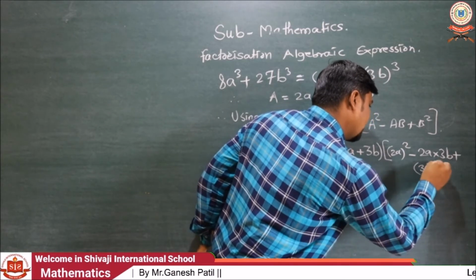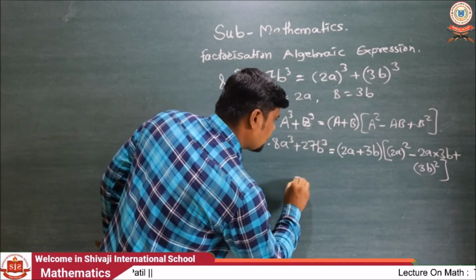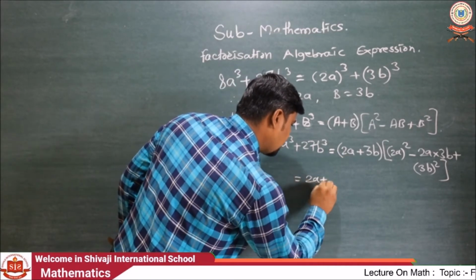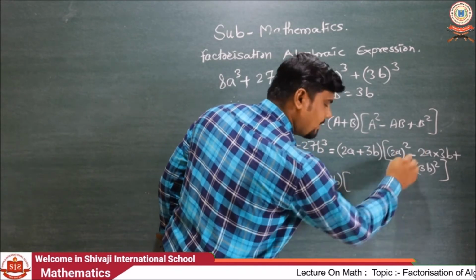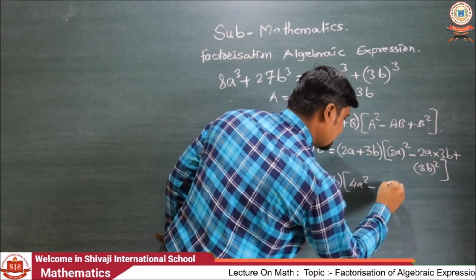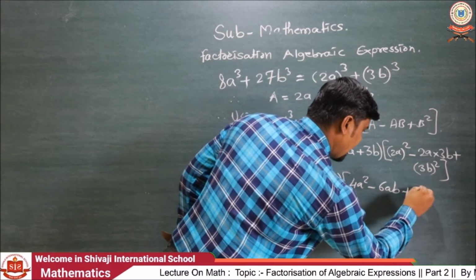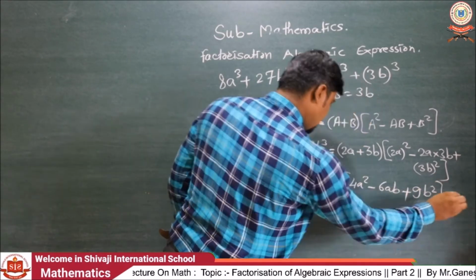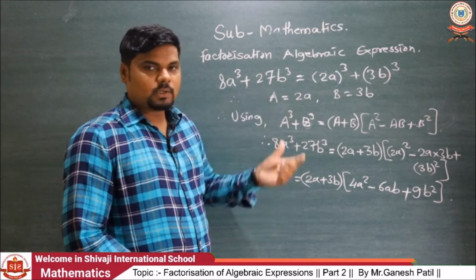(3b)². Okay, see (2a + 3b), then (2a)² means 4a², minus 2 times 3 is 6ab, plus 3 squared, 9b². This is the factorization of the given example 8a³ + 27b³.